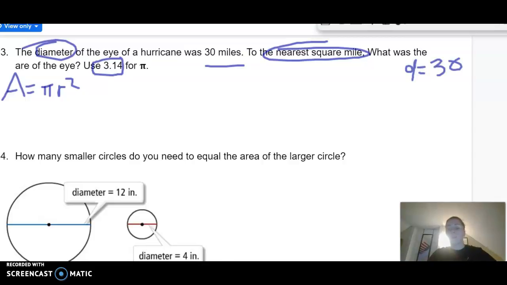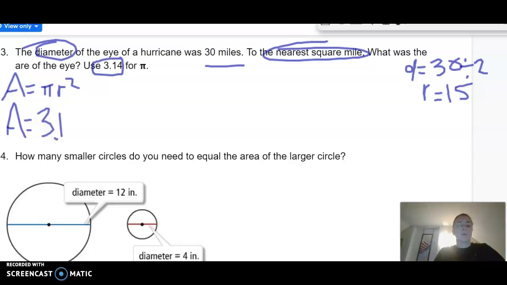To find our radius, we need to divide that by 2 because our radius is half our diameter. So we have radius equals 30 divided by 2, which gives us 15. I'm going to plug in 15 there. Now going back over here to the left with our area, we know that we're using 3.14, so we can plug that in, times 15 squared. When we square 15 times 15, we get 225.